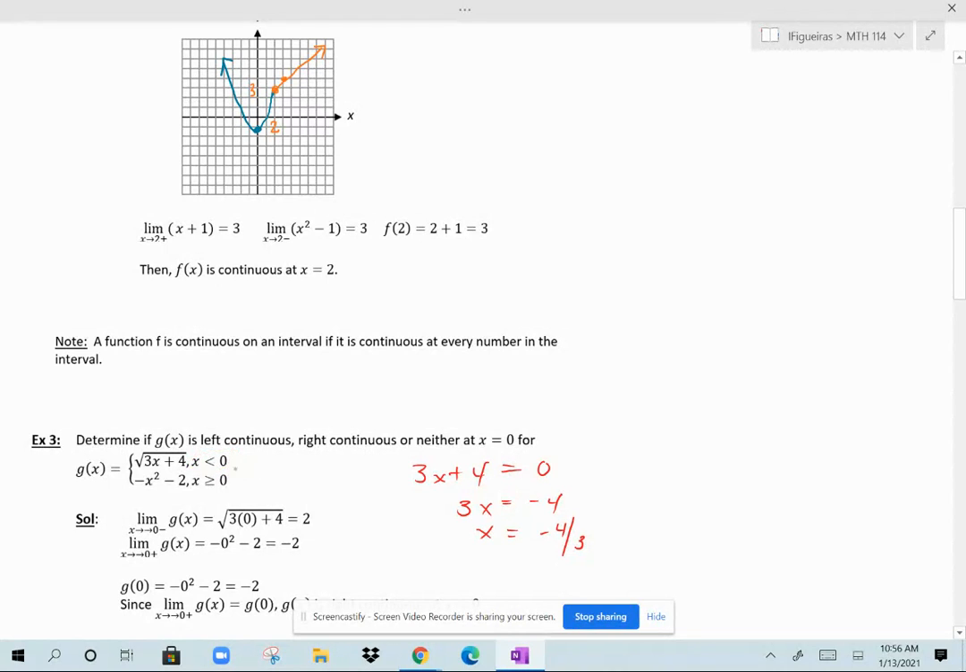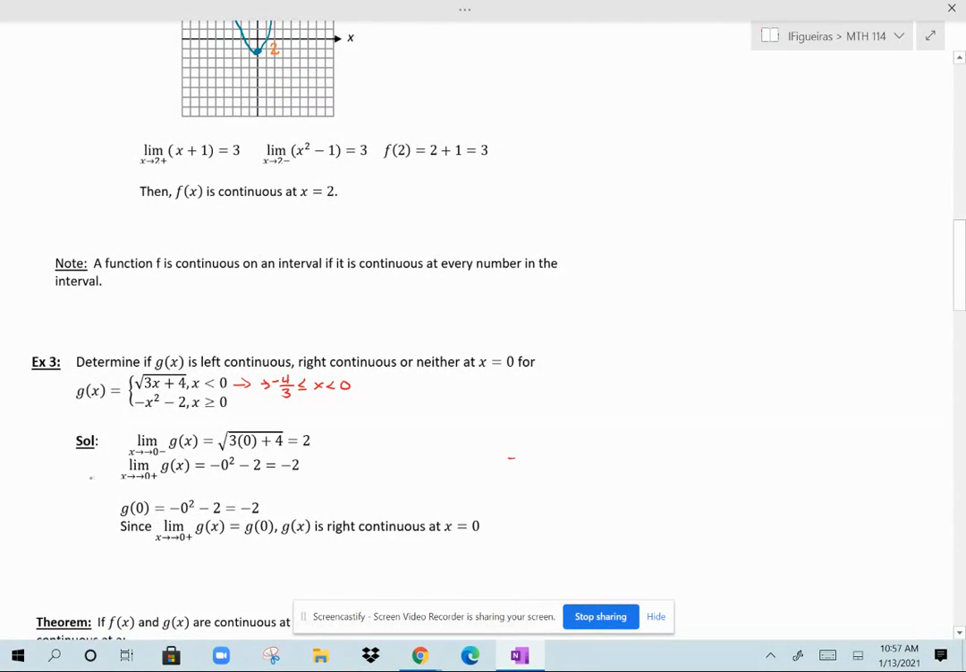So in order for this to make sense in terms of real numbers, my domain here has to be from negative 4/3 less than or equal to x, which is less than 0. And then we'll only be dealing with real numbers. Here, this is fine. This is a polynomial. This is defined for all real numbers, so x greater than or equal to 0 is good.